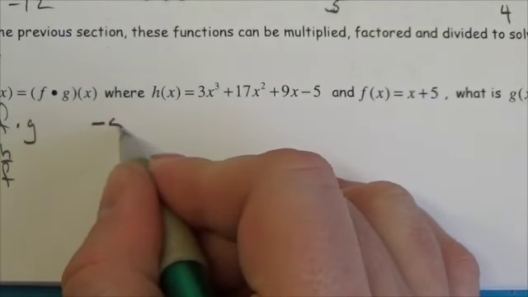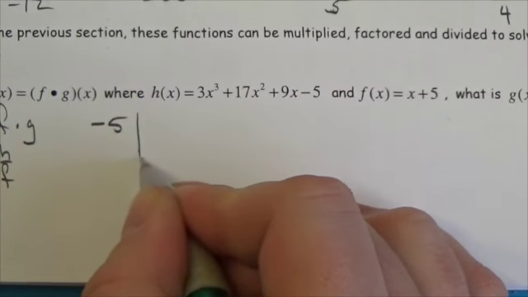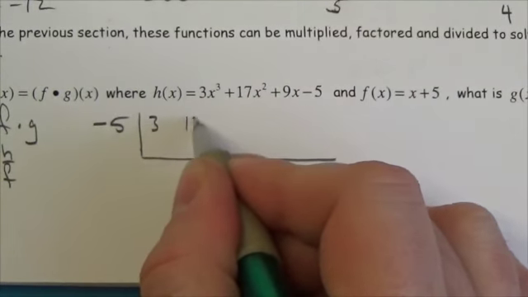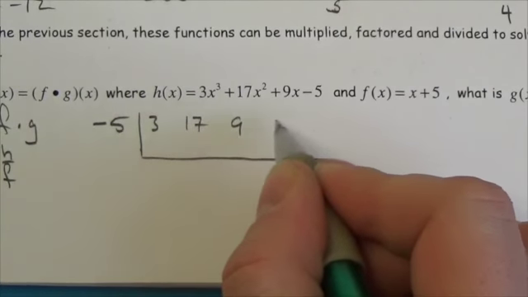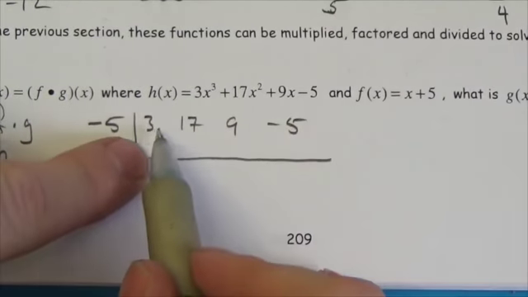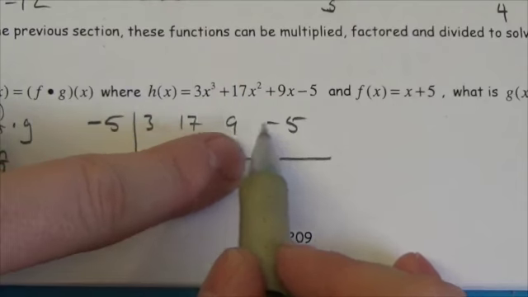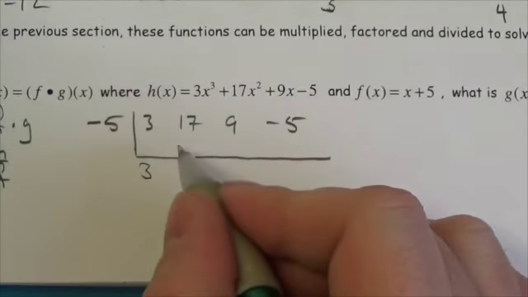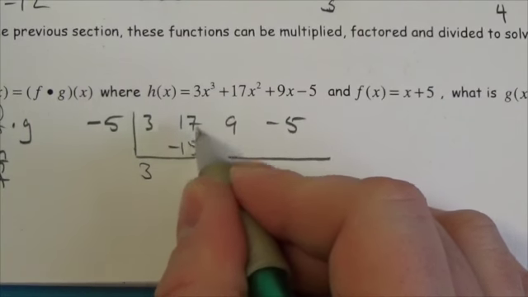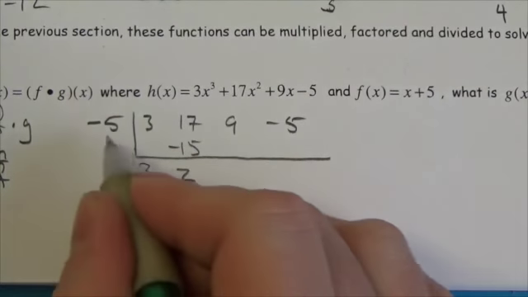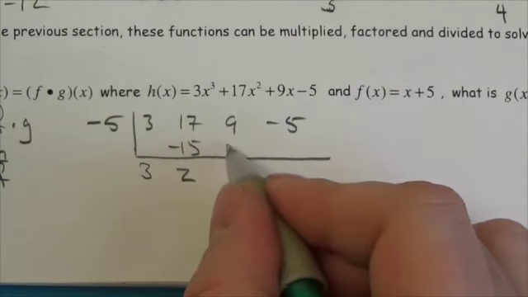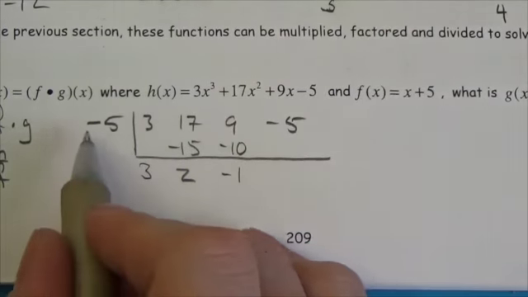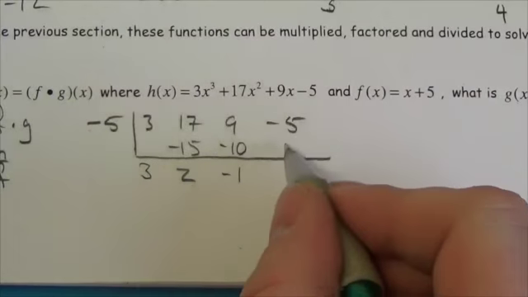So I'm going to put negative 5 outside my box, and I'm going to start grabbing my coefficients here. 3, 17, 9, negative 5. Cubic, quadratic, linear, constant. Good. Bring down the 3. Negative 5 times 3 is going to be negative 15. I add them to get 2. Negative 5 times 2 is going to be negative 10. I add those to get negative 1. Negative 5 times negative 1 is positive 5.